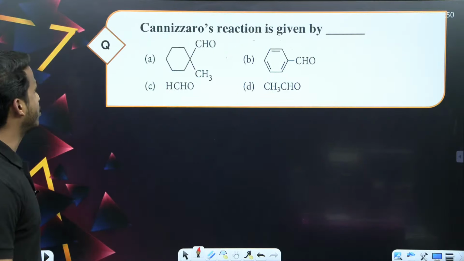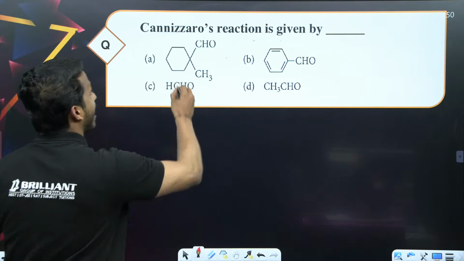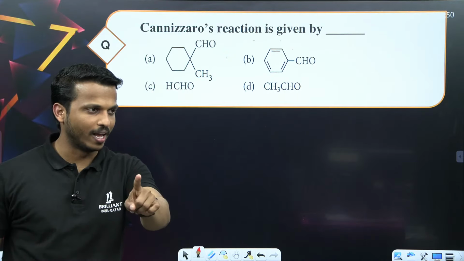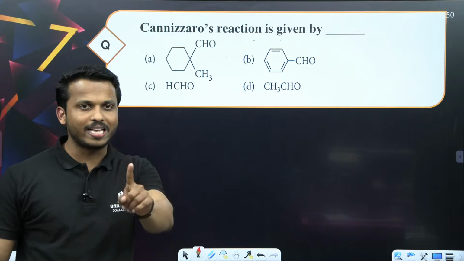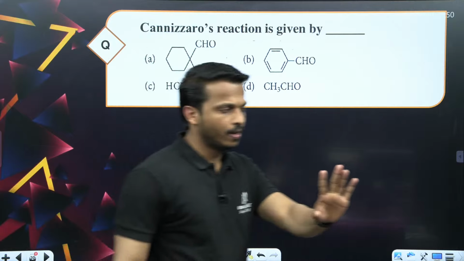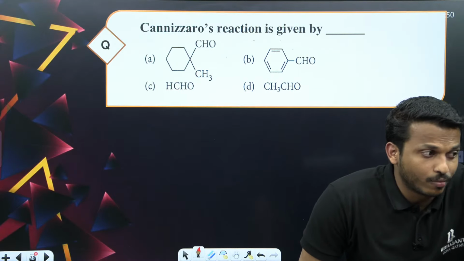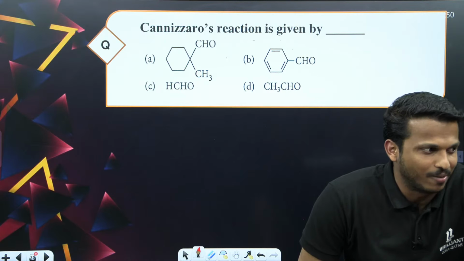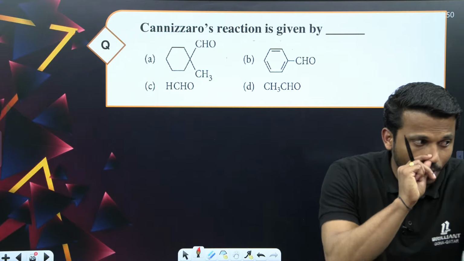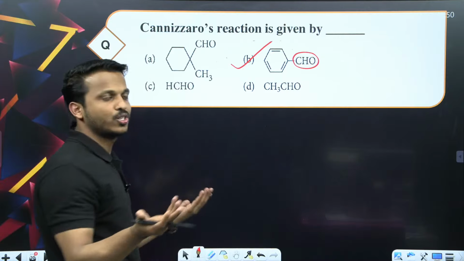Okay, my dear. Next one: Cannizzaro reaction is given by which one? Come on fast, because we did many questions like this today. Cannizzaro reaction means there is no alpha hydrogen. Very quick, please don't make mistakes, my dear. Is that option B? Option B, benzaldehyde. Benzaldehyde has no alpha hydrogen.